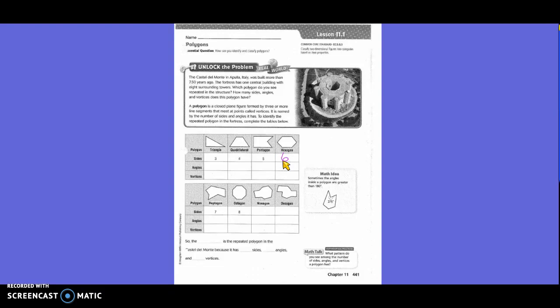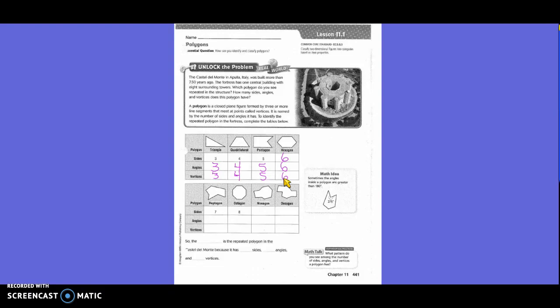How many angles does the triangle have? 3. Quadrilateral? 4. Pentagon? 5. Hexagon? 6. Vertices. So what are vertices? Points, right? So how many points does the triangle have? 3. Quadrilateral? 4. Pentagon? 5. Hexagon? 6. So what do you notice? They're all the same numbers. They all have the same number of sides, angles, and vertices per shape.